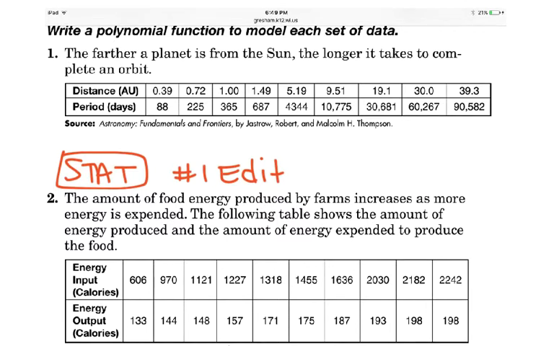So in problem number 1, we want to model a polynomial function for it. The farther a planet is from the sun, the longer it takes to complete an orbit. We're going to make list 1 the distance in astronomical units from the sun, and L2 is going to be the period. It's the number of days that it takes for that planet to rotate around the sun.